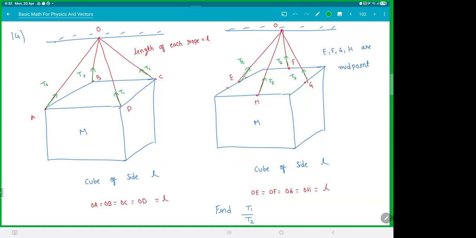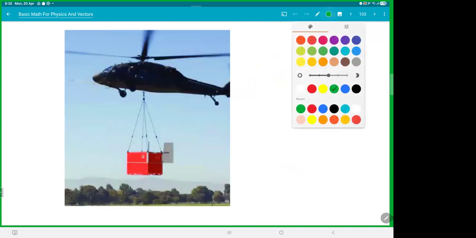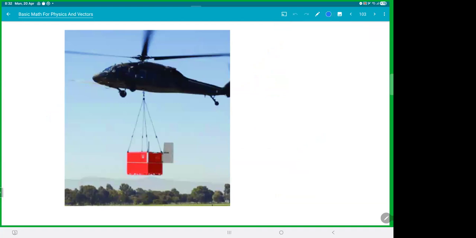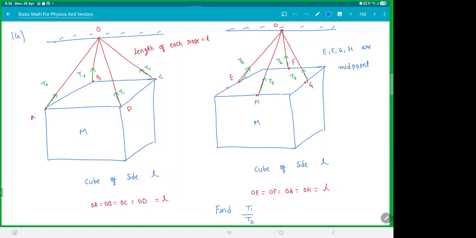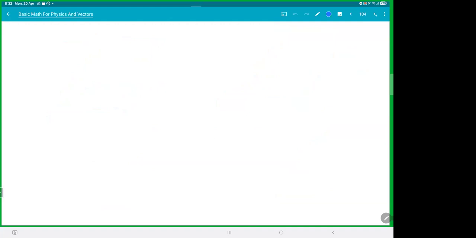So this was the question that we did last time. There was a block, and there are two ways you kept it at rest. One, you kept the strings connected to the four corners. The second, you connected the four strings at the midpoint. So something like this picture. You can see how the helicopter is carrying that big block with four strings on the four corners. The four strings have the same length L, and the side of the cube is also L. The question was to find the tension in the strings. So let's see how to do this. This was based on the equilibrium problems that we started last time.